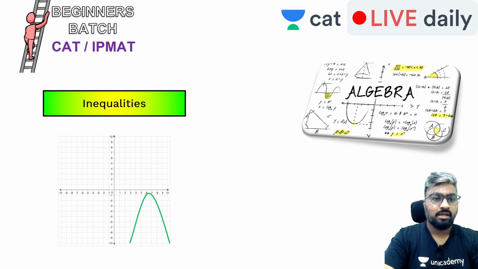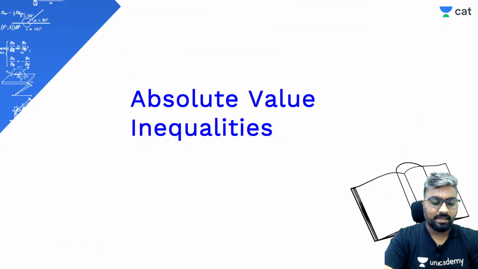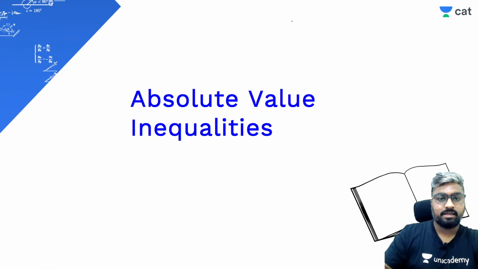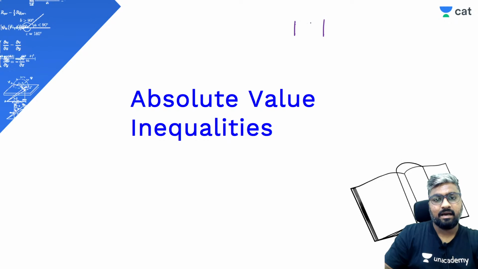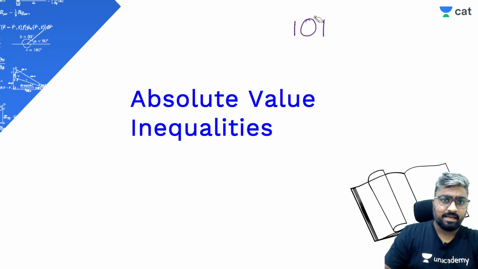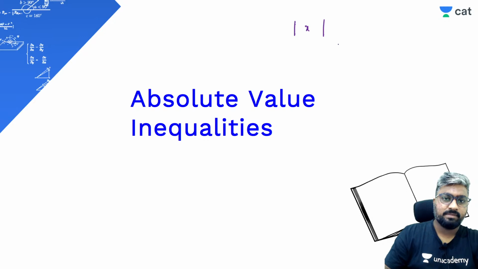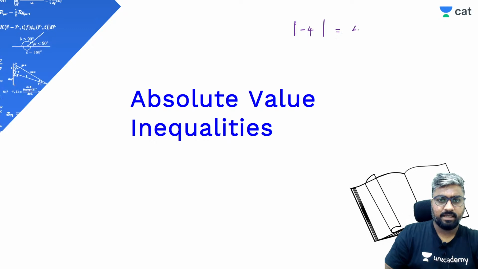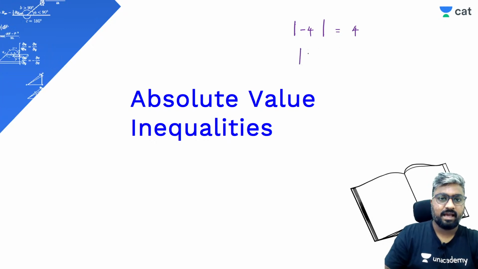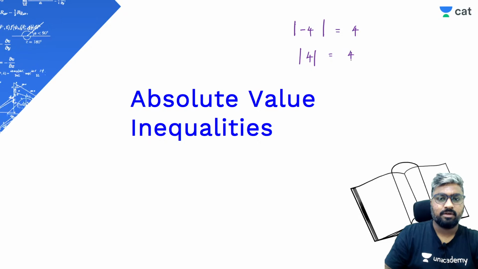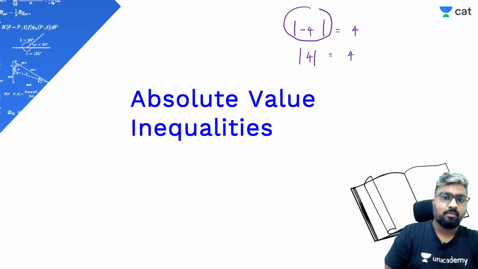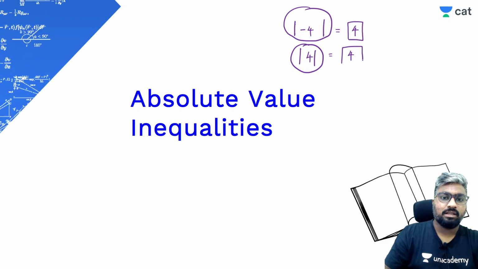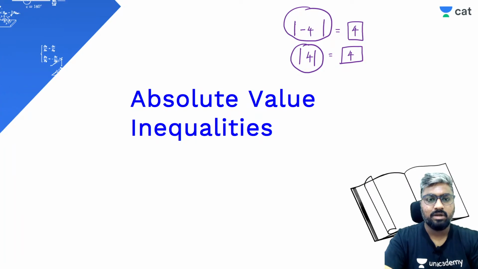Alright, let's start with absolute value inequalities. What do you mean by absolute value? Absolute value is just like modulus, right? So if any expression is under modulus, then the result of it will always be positive. For example, if I have -4 in modulus, then its value will always be equal to 4. Even if I have 4 in modulus, its value will also be equal to 4. So anything under modulus brings out only the magnitude of it and not the nature. Sign doesn't matter, only the magnitude.